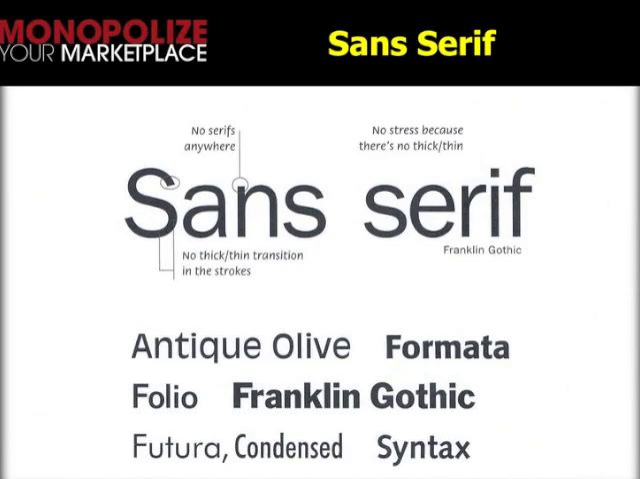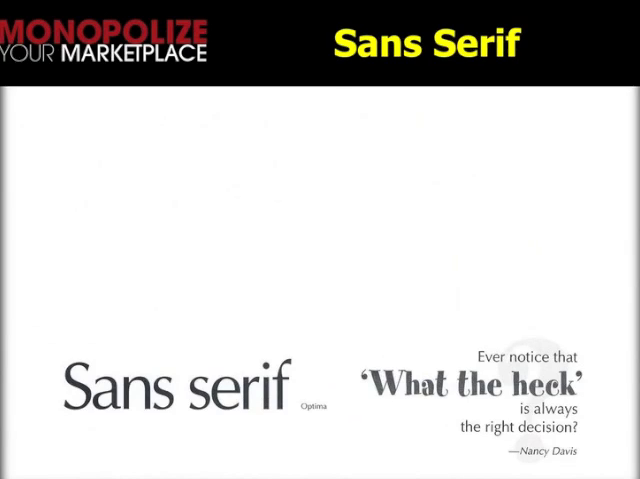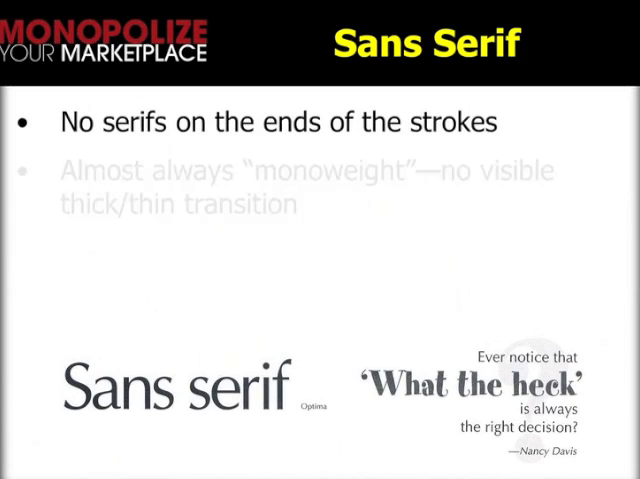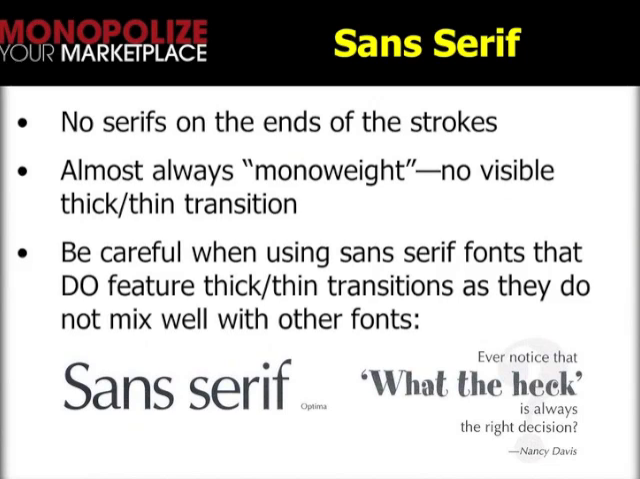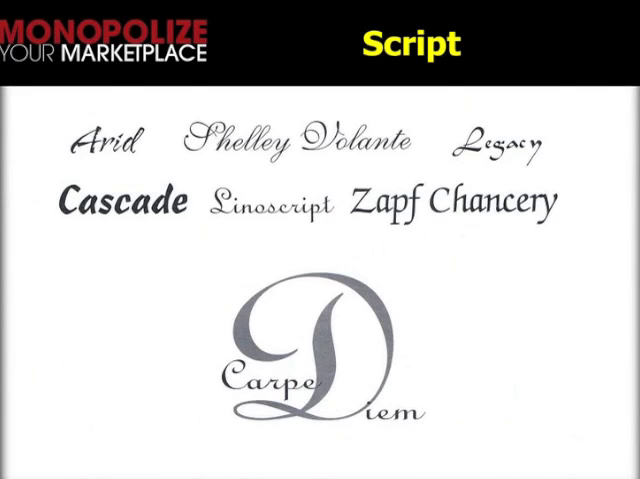Okay, now sans serif, no stress because there's no thick or thin. Everything is the same. No serifs anywhere, no thick-thin transitions. And you can see some different examples of the sans serif down there below. Characteristics of sans serif, of course, no serifs. Monoweight, no visible thick-thin transitions. Be careful when using sans serif fonts that do feature thick-thin transitions because they don't mix well with other fonts. Okay, so take a look on the right, not mixing very well with that font.